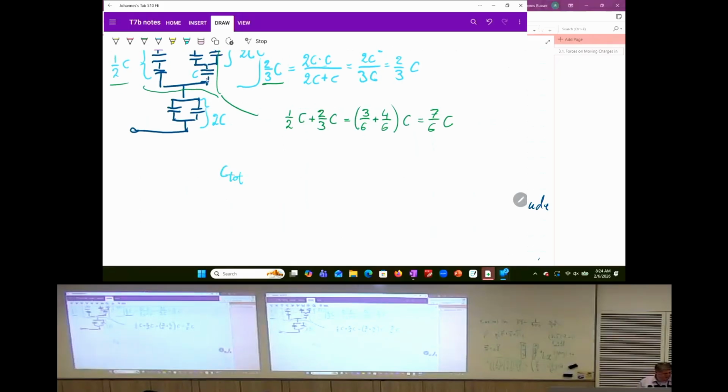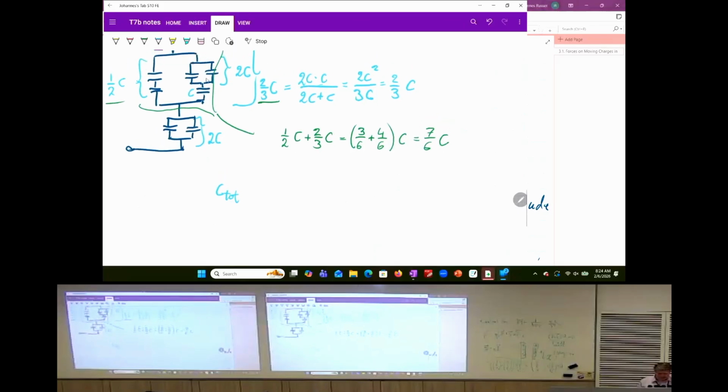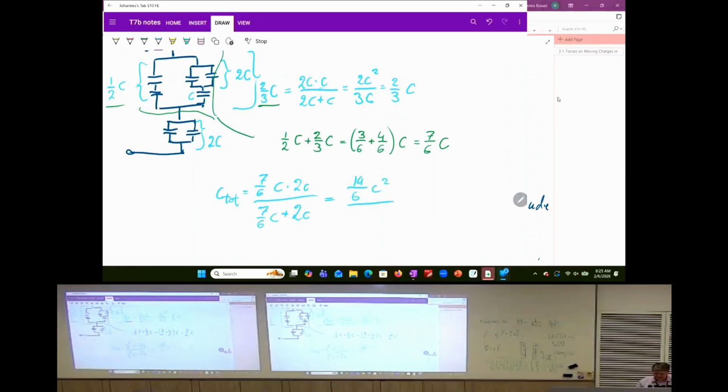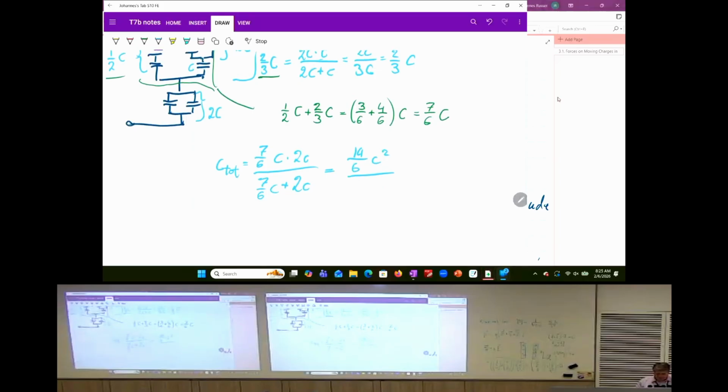To add the C total, you take a series connection again of what is 2C here and 7/6C here. So that would be 7/6C times 2C divided by 7/6C plus 2C. That gives you 14/6C squared divided by 2 times 6. This gives you 12 plus 7.